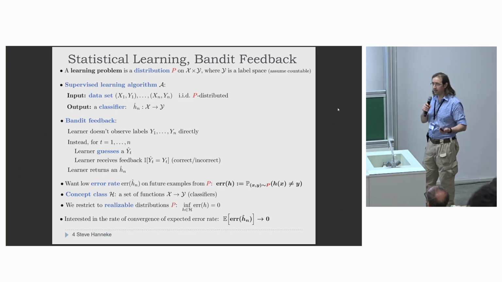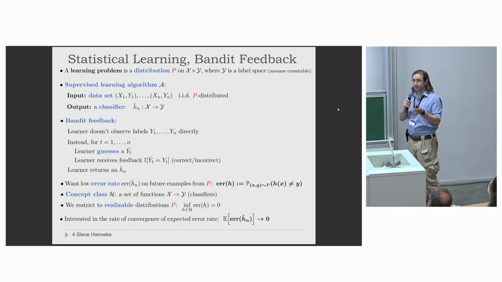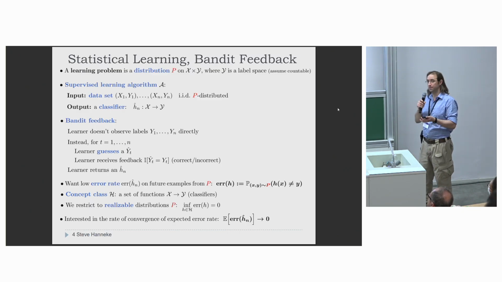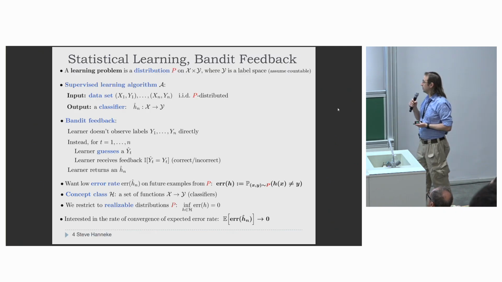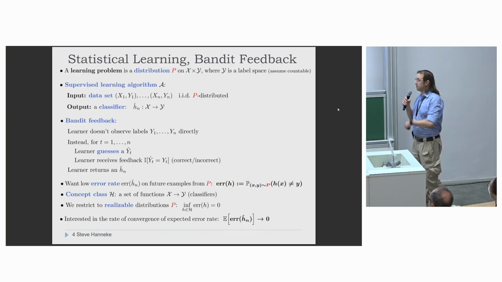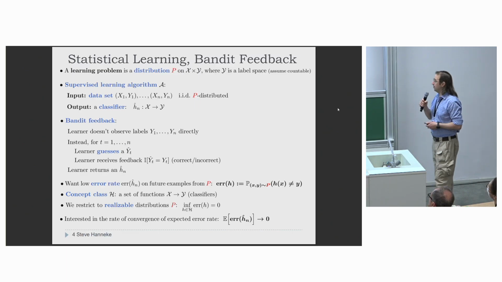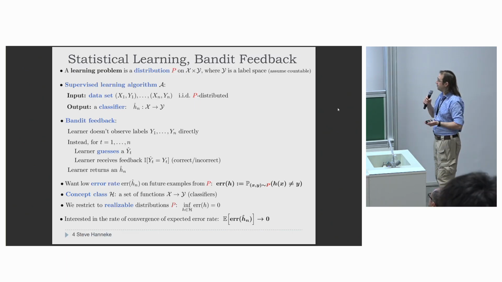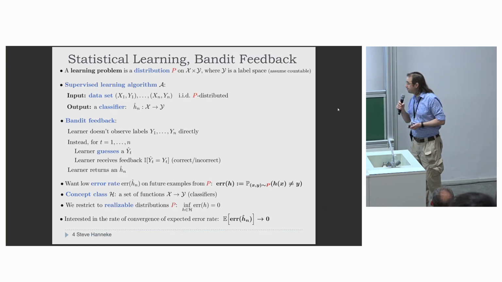In the bandit feedback setting, it's a little more involved. You don't get to directly observe the Ys. Instead, you go through your n examples one by one, and you guess a label, and you just get to see whether you're correct or not. So you don't get to see the true label, just whether your guesses were correct, and you only guess once per example. But still, the goal is to produce a classifier. And of course, what we're interested in is having a low error rate under the distribution P. So error rate is just the probability that you're wrong on a fresh XY drawn from the distribution.